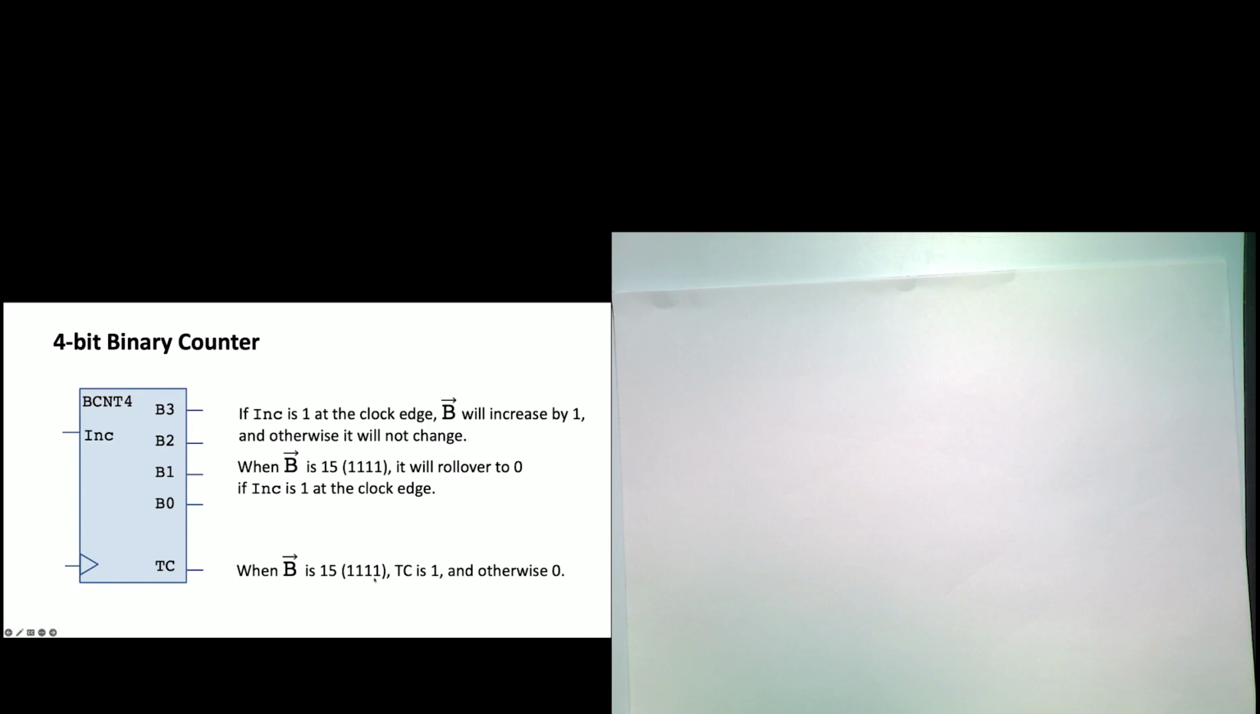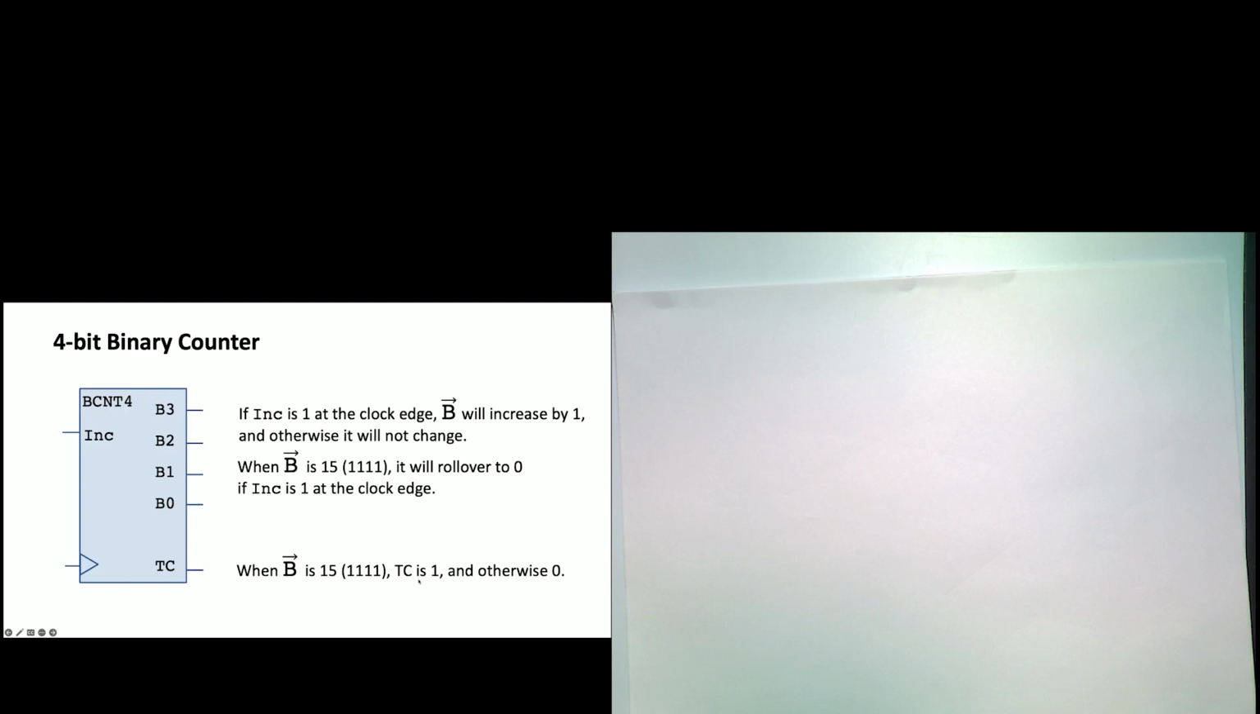The highest value, 15, causes the terminal count output to go high. So this is an indication, hey, I'm at my highest value. If you count again, I'm going to roll over and go back to 0. This might be important, particularly if you're building a bigger counter or you need to know when you hit 15, because if you count one more time, you're going to go all the way back to 0. So this is called terminal count.